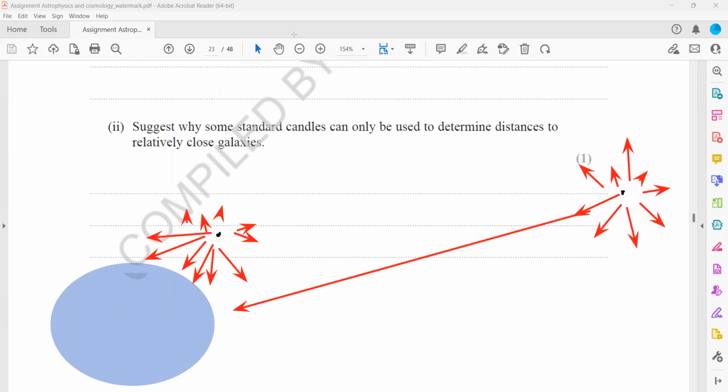So the idea suggests why some standard candles can only be used to determine distance to relatively close galaxies: if the galaxies are far, the flux will be very small, or the brightness will be too low, or we may receive only a very small quantity of light. That's why it will be difficult to determine the actual distance.